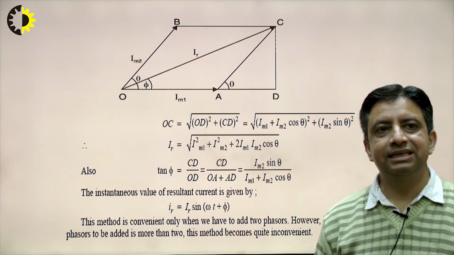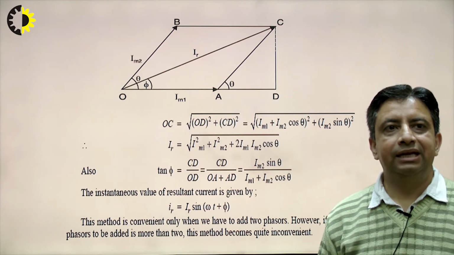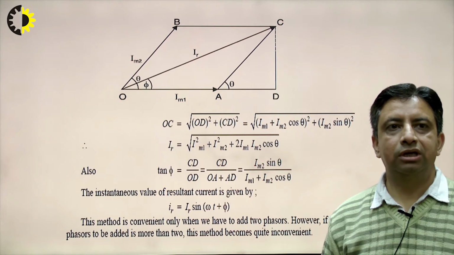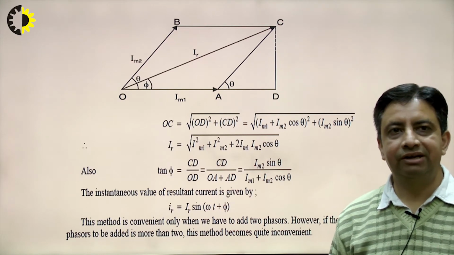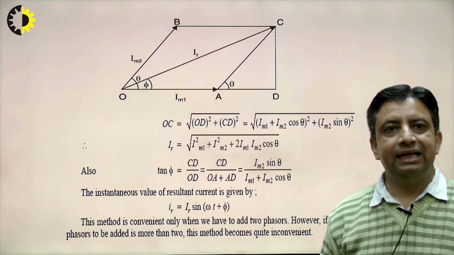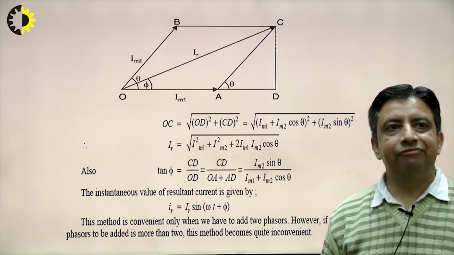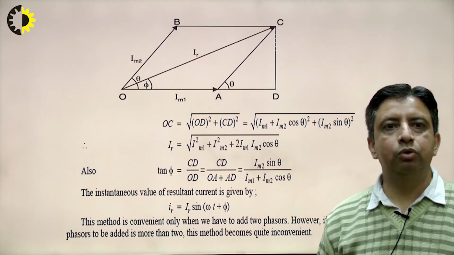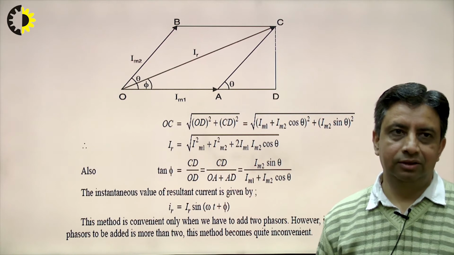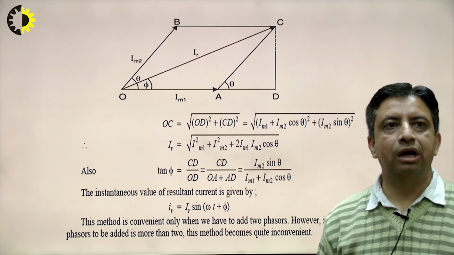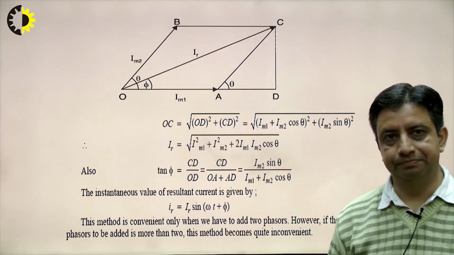So, as you can see here, IM1 is resting on the x axis, that is why the horizontal component of the first current will be IM1 only. And in this case, for IM2, you can see here the horizontal component will be equal to IM2 cos theta. So, that will be the horizontal component of this second current IM2.